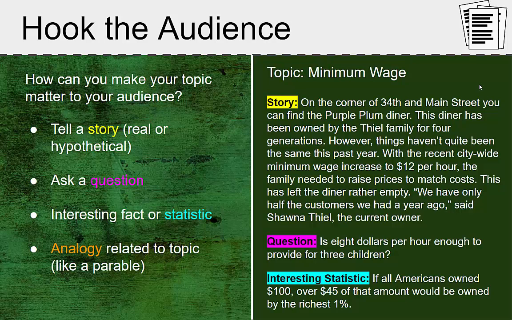A question could also catch your reader's attention because it makes them have to think. For example, is $8 per hour enough to provide for 3 children? And that question probably is arguing for a higher minimum wage, I imagine. You could also give an interesting statistic, something like this. If all Americans owned $100, over $45 of that amount would be owned by the richest 1% of people. So I think that's obviously a statistic that would be in favor of raising the minimum wage to give more money to the rest of people.